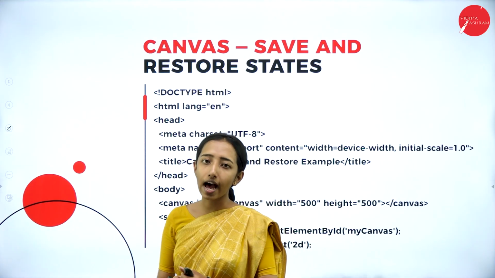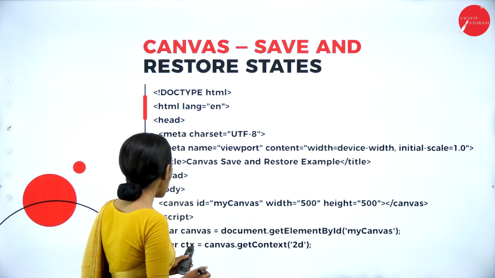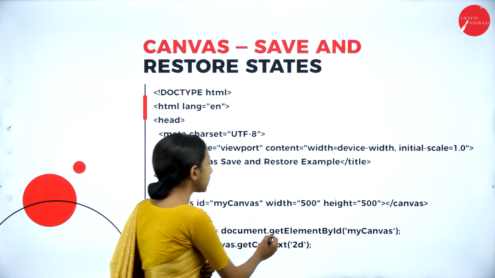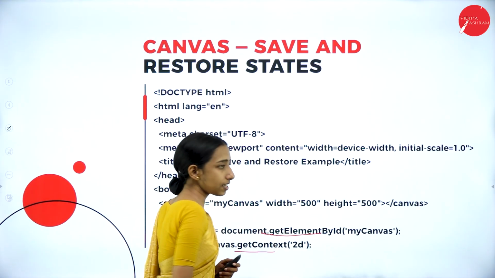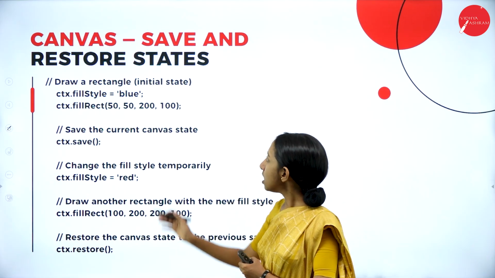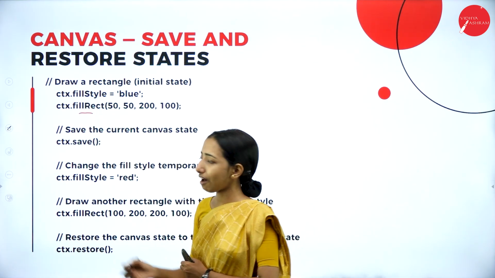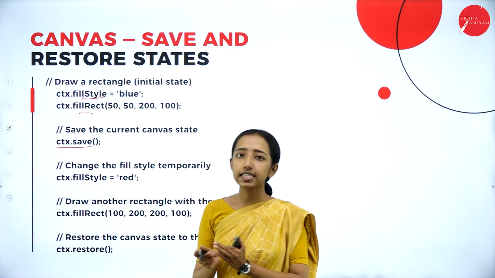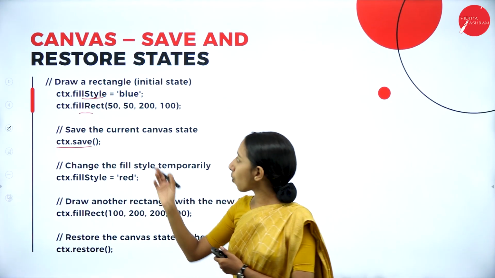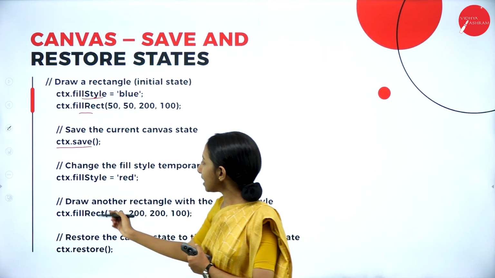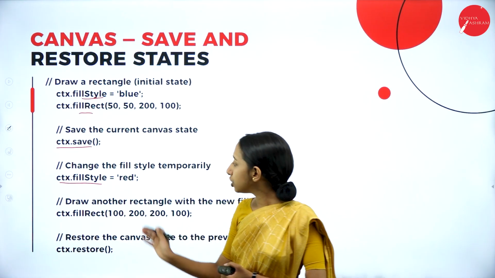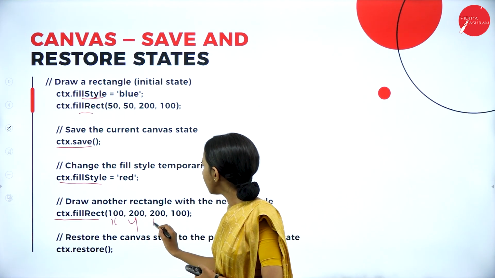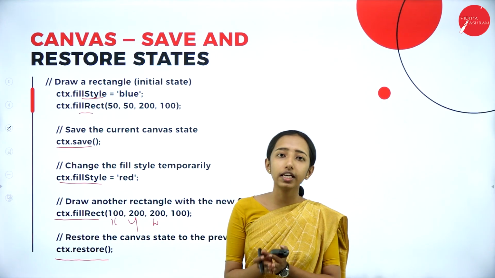Here you can see the title I have given, canvas save and restore example, and I have taken the canvas ID with its attributes and the script tag with two variables, canvas and ctx, with getElementById myCanvas and getContext 2d. Next, we draw a rectangle with the fillRect method, having x, y, width and height, and the fillStyle is blue. Here we call the save method, which saves the current canvas state, the fill with blue color. Next, we change the color of the rect to red and draw another rectangle with fillRect, with x, y, width and height. Again, you can see now I am calling the restore method.